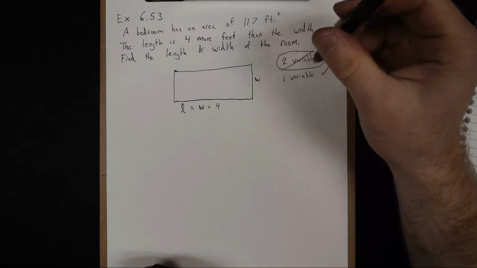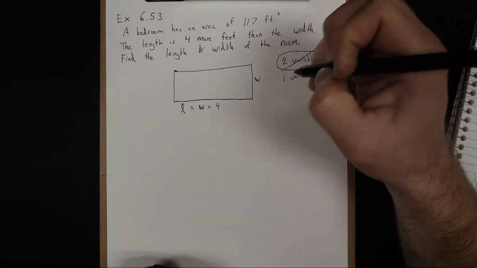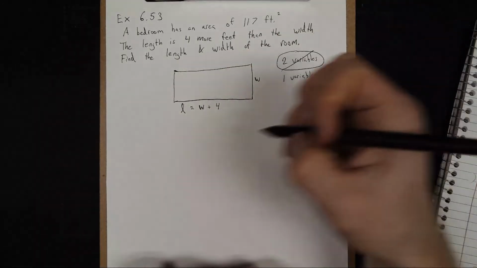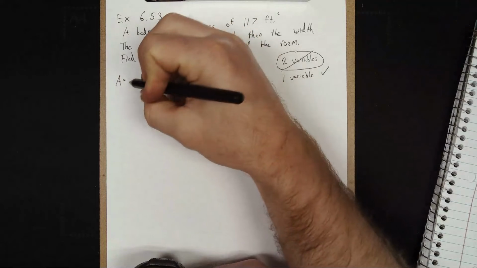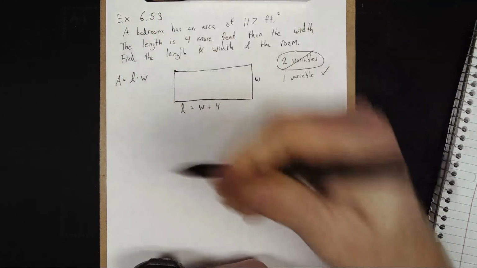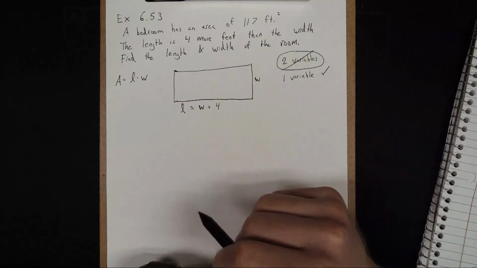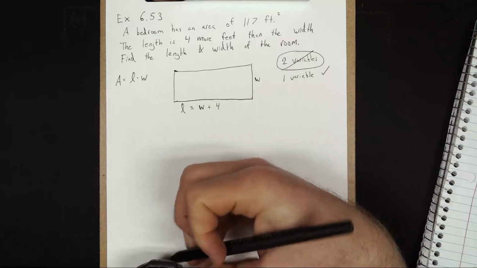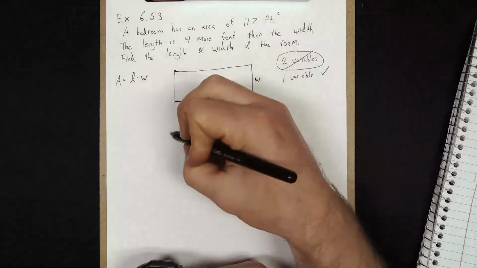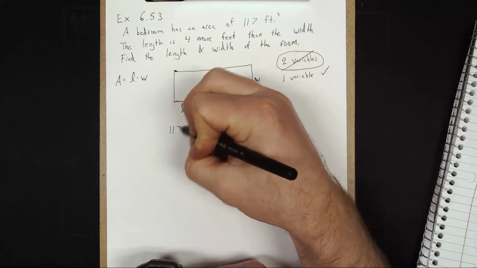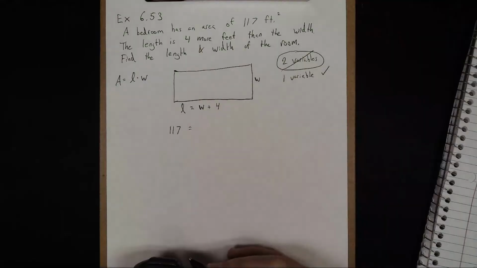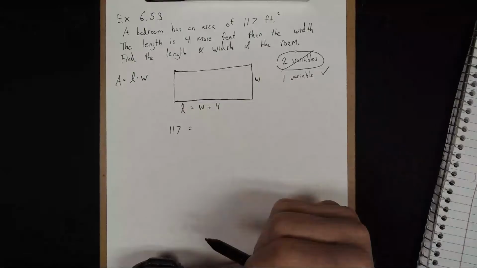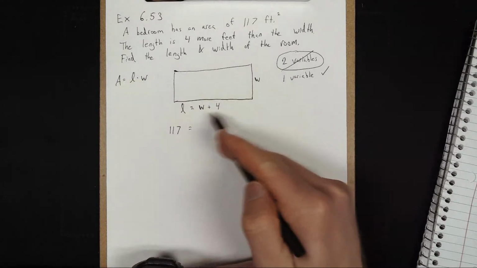Okay. All right, now we're getting somewhere. So now we just need to think about the area of this thing. So area of a rectangle, isn't it just area is equal to length times width? So in our case, our area is 117 feet squared. We are given that, so we can plug that in. So 117, and then we'll deal with units later. And now length times width, well, I'm not going to use L. I'm going to plug in my W plus 4.